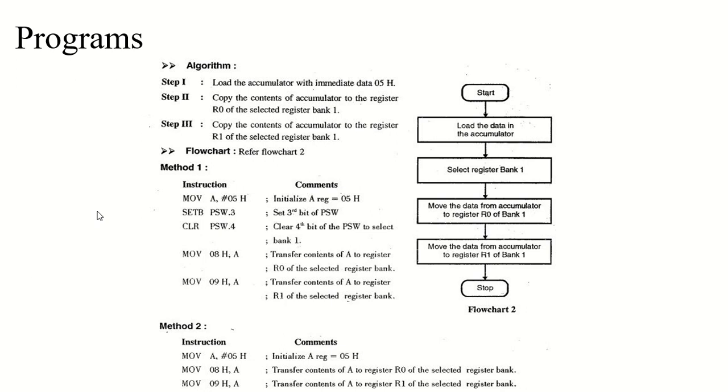Okay, and then we will move or transfer my 05H to register R0 and register R1 of the bank. For that we will use MOV 08H, A, which will transfer the content of accumulator to register R0 of the selected register bank, and to send it to register R1 you have to write MOV 09H, A, which will transfer the content of A to register R1 of the selected register bank.